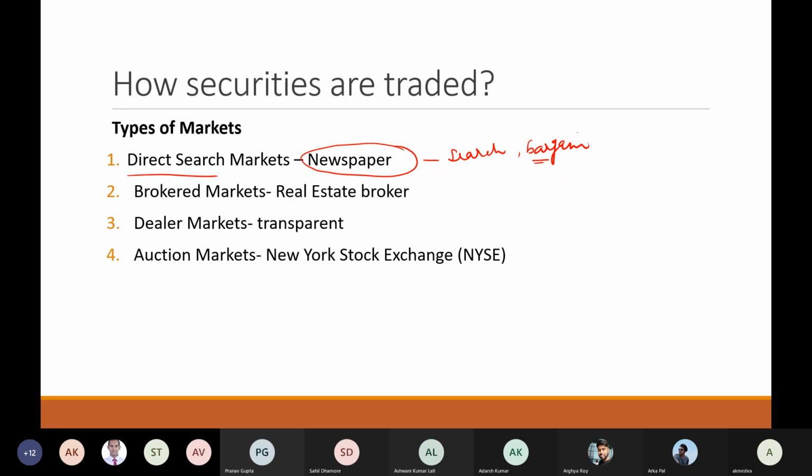The second type of market that we can classify is the brokered market. For example, when you want to buy some kind of real estate, a house or an apartment, you approach a broker and they help you. So rather than self search, through a broker you are still searching for your asset, which is basically your physical property, but the broker is going to help you. And the third type of market we call the dealer market.